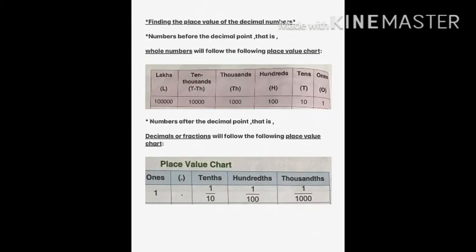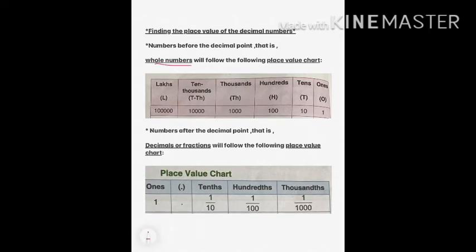Right, now finding the place value of a decimal number. How to find the place value of a decimal number? We have already discussed that the place value of the first decimal digit is tenths, second is hundredths, then thousandths, and it keeps going like that. A decimal number has both a whole number part as well as a decimal part. For the whole number we will follow the chart of ones, tens, hundreds, thousands. With the help of this we write the place value.